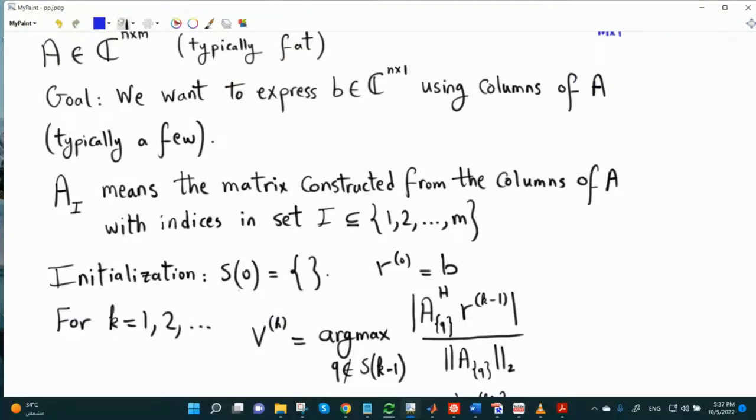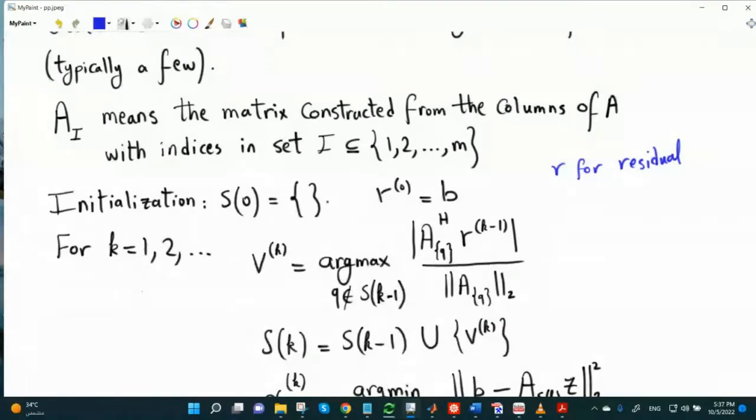And so we will initialize the set S of 0 as an empty set, and this is the residual, R for residual, and this will be our vector, which is B. Then in each step, in each iteration, we will do the following. So we will work with the columns of A.